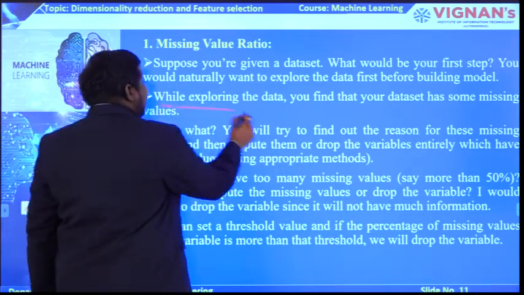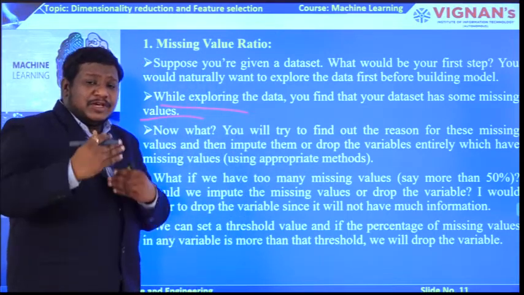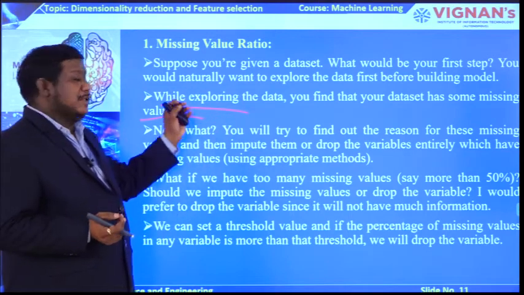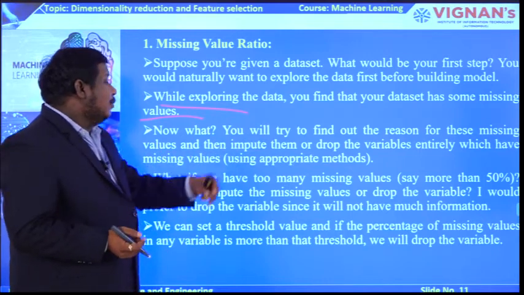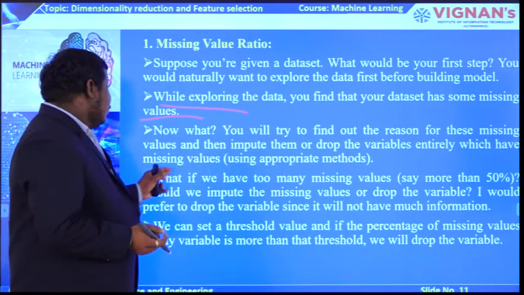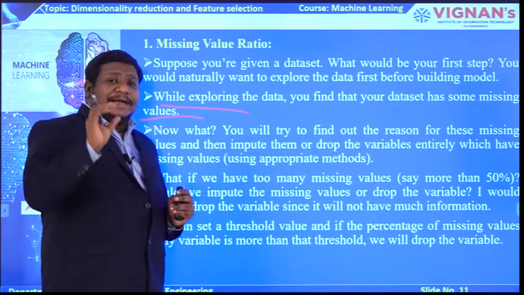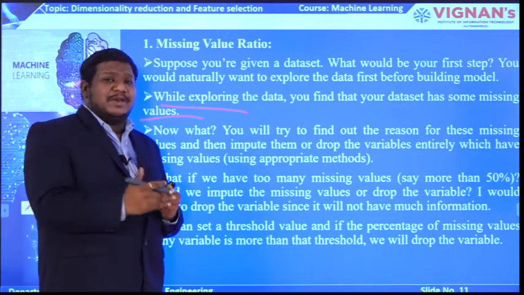While exploring the data, you find that your data has some missing values. When you observe the entire data set, you can see that some variables or values are missing. Now you try to find the reason for these missing values and then impute them, or drop the variables entirely which have missing values. The next step is to identify all the missing values in the data set and first find the reason for them missing.